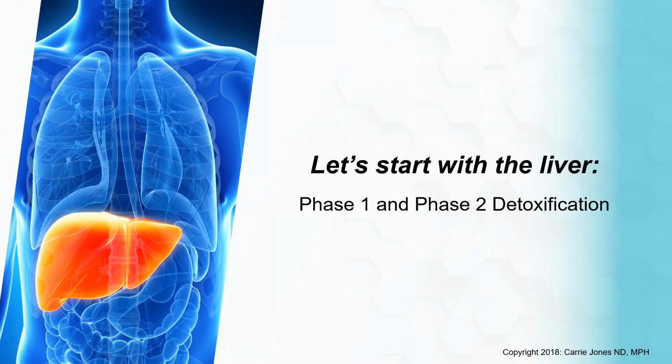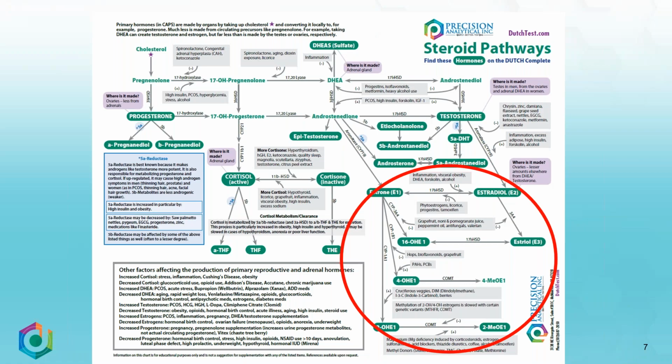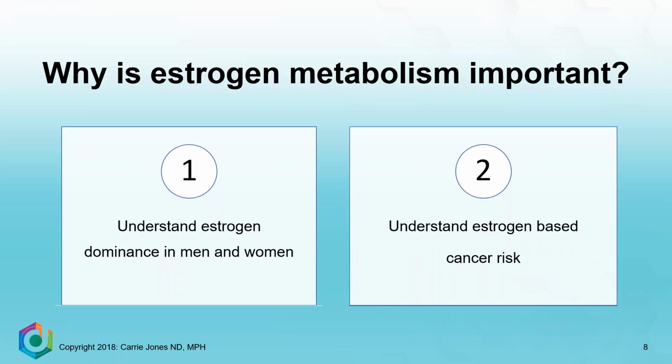So let's start with the liver. For those of you who have seen steroid pathways before, this particular pathway is the one for Precision Analytical, or the DUTCH test, and it's in the lower right-hand corner. We're going to be focusing on right there: E1, E2, E3, the 2, 4, and 16, and the methoxy, which is moving through phase 2 detoxification.